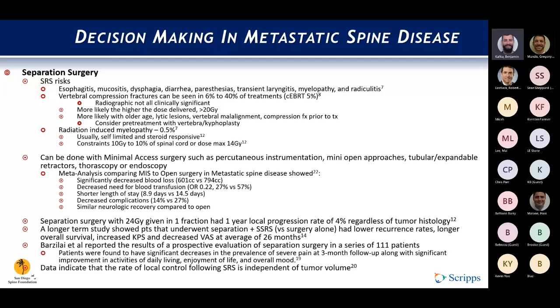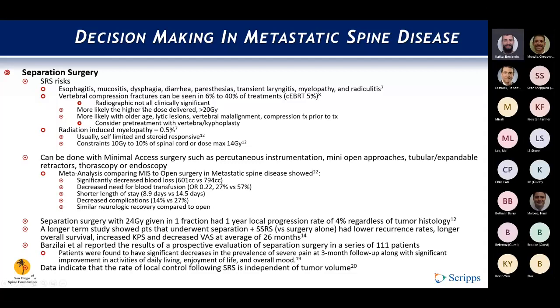Separation surgery with stereotactic is not perfect. Stereotactic radiosurgery has its risks. It has risks of esophagitis, mucositis, dysphagia, diarrhea, paresthesias, transient laryngitis, myelopathy, and radiculitis. We're also finding the more we do this that there are risks of vertebral compression fractures between 6 and 40% of treatments. For reference, external beam has a rate of about 5.